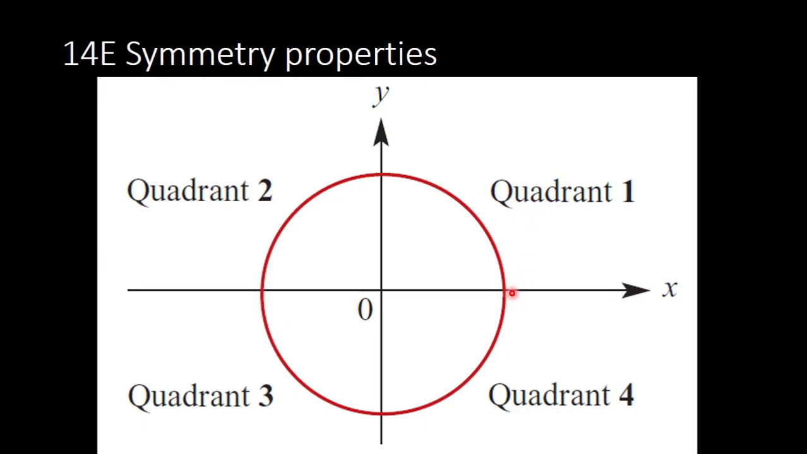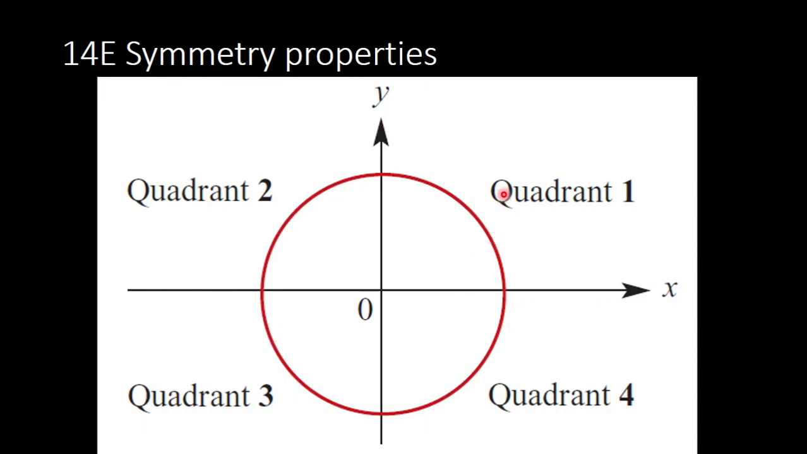Quadrant 1 will be the angles from 0 to 90 degrees, quadrant 2 from 90 to 180, quadrant 3 from 180 to 270, and quadrant 4 is from 270 to 360. Quadrant 4 is also a special one as it has a symmetry from the x-axis, and it will link back to what we call negative angles.